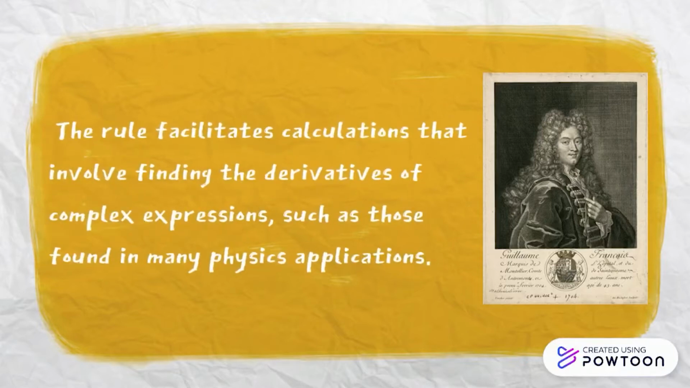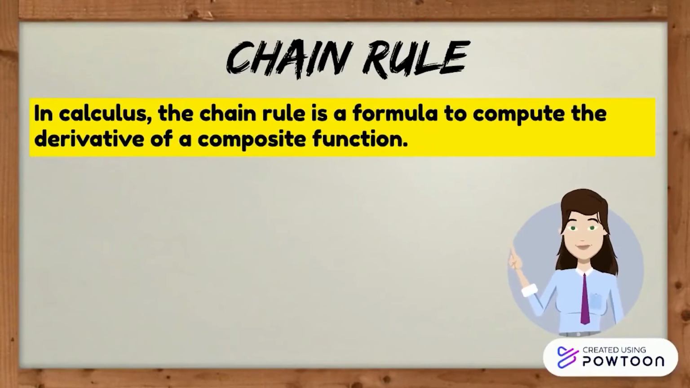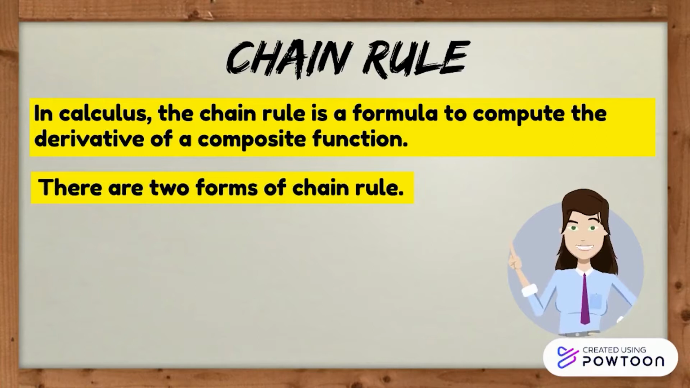The rule facilitates calculations that involve finding the derivative of complex expressions such as those found in many physics applications. In calculus, the chain rule is a formula to compute the derivative of a composite function. There are two forms of the chain rule.